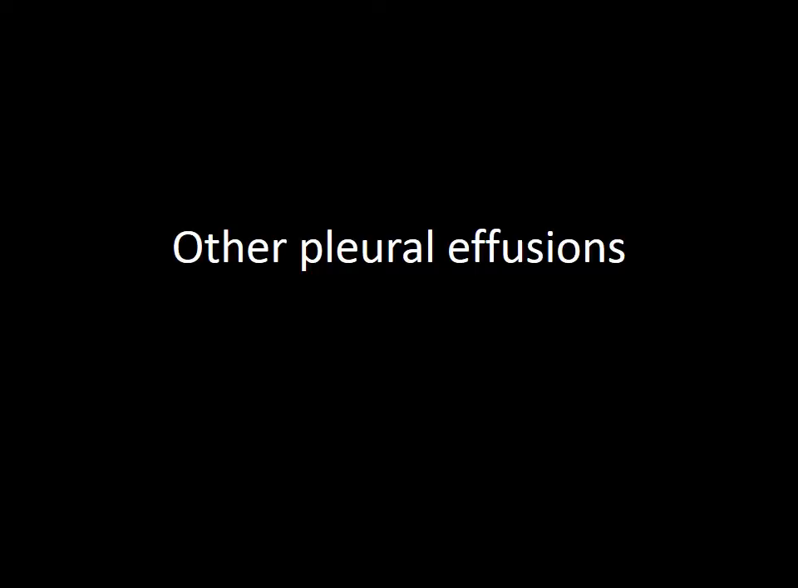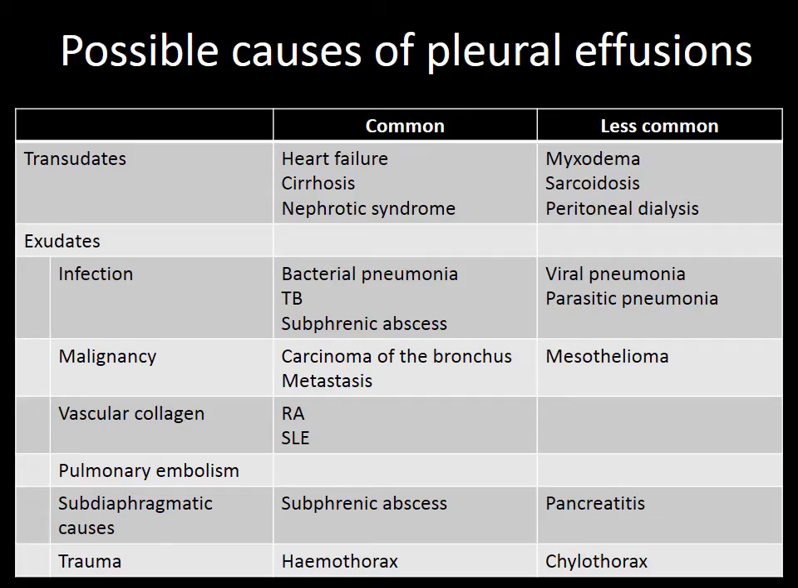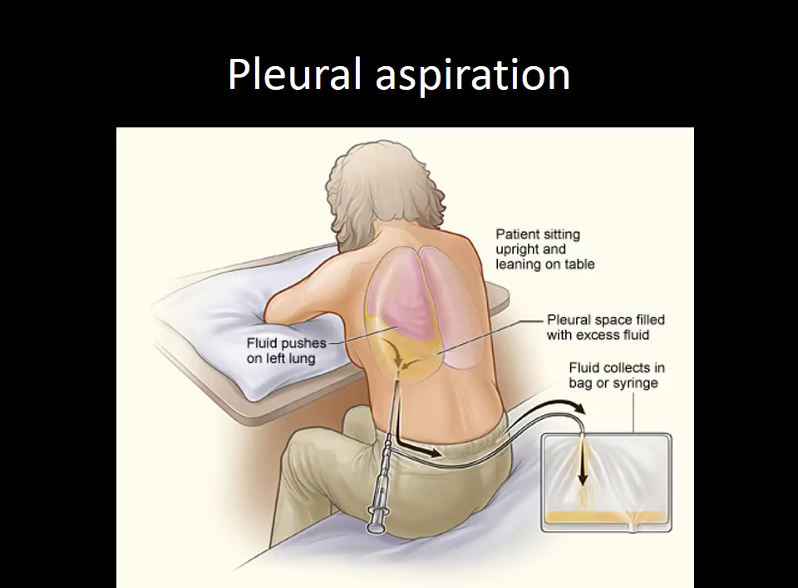Other pleural effusions. There are other causes of pleural effusion apart from left ventricular failure. This table shows the possible causes of pleural effusions. The transudates, which are located at the top of this table, are more likely to be bilateral pleural effusions. The exudates are more likely to be unilateral pleural effusions. Pleural aspiration helps to identify the cause of the effusion.